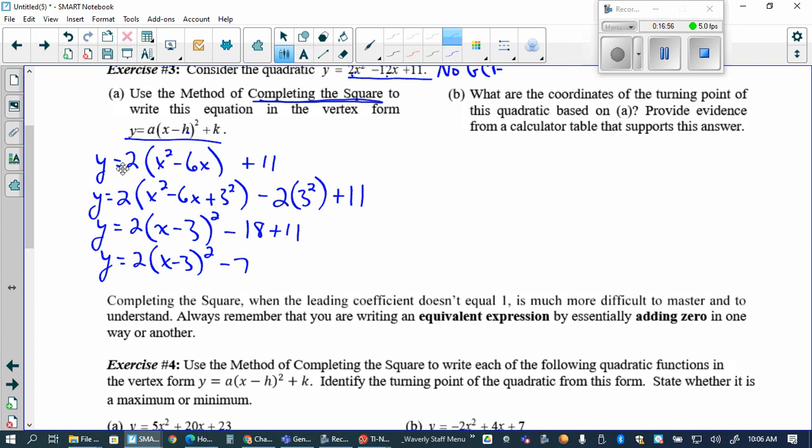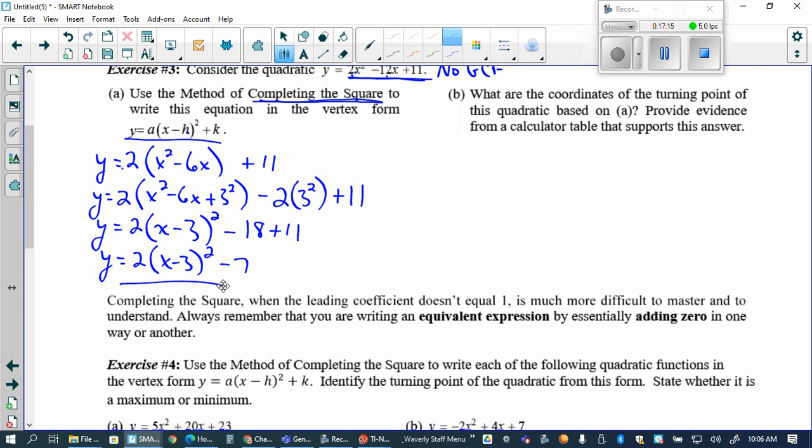So, if we hadn't done this, this and this wouldn't be equivalent, right? These are equivalent equations. They'll make the same graph. If we don't undo what we added in there to change the form, then they're not equivalent. All right, so part B. What are the coordinates of the turning point?